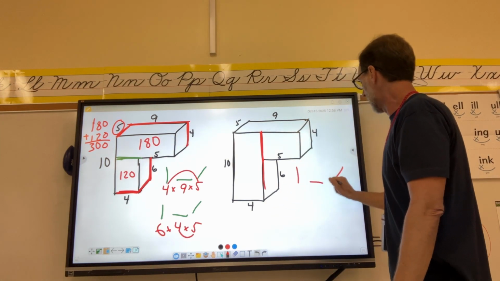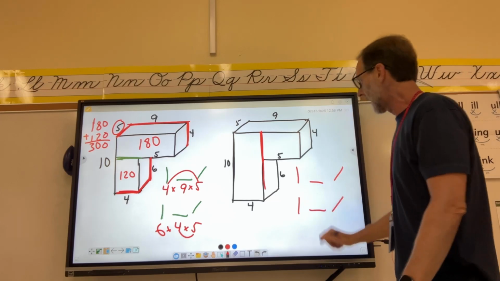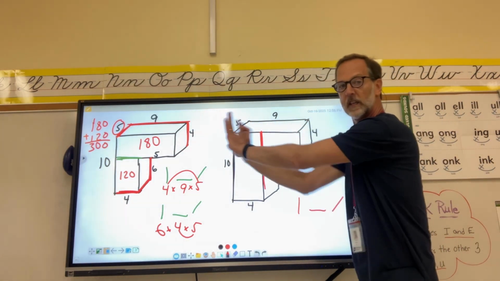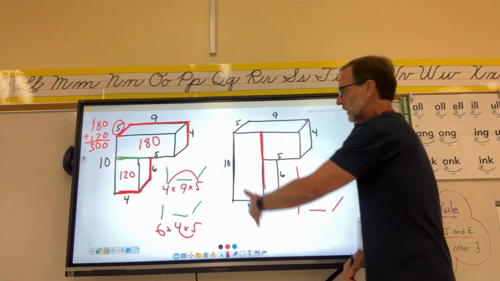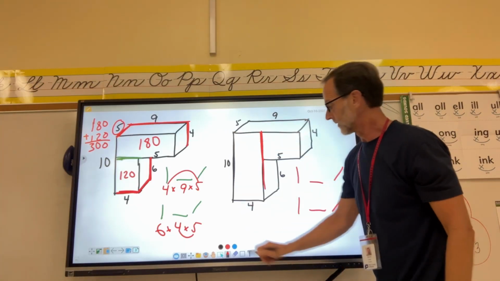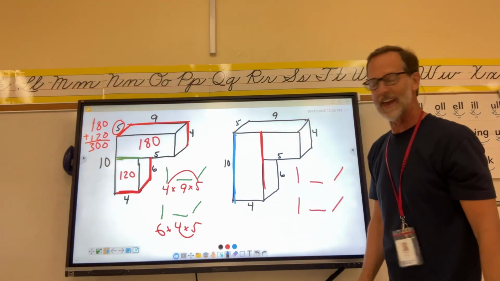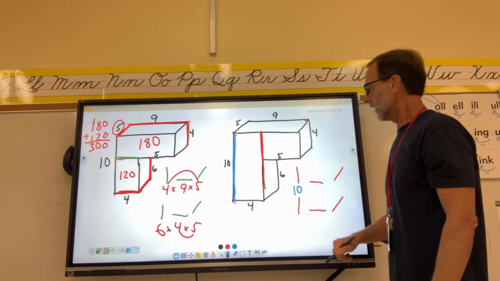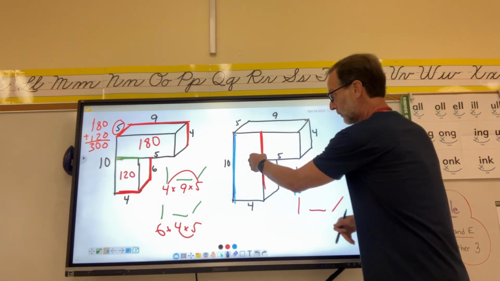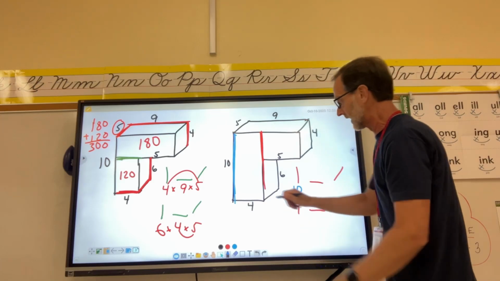Vertical, horizontal, diagonal. Let's go with the left box here, the left one. Okay? What's my vertical side? All right, do you see it? The vertical side, it's right here. That vertical side is 10. Okay? What's my horizontal side on this box? Look at this, just stay on that box. It's 4.